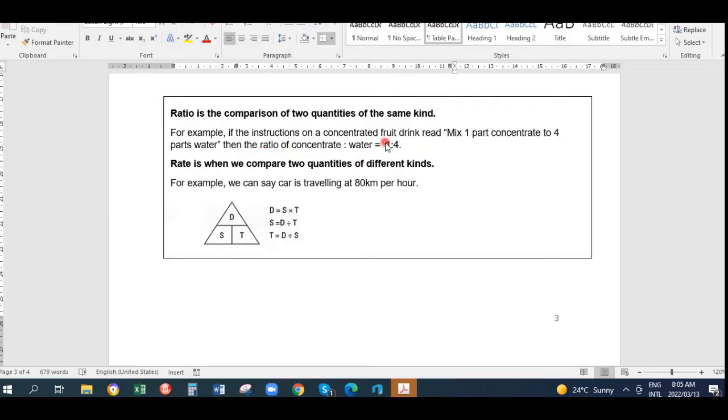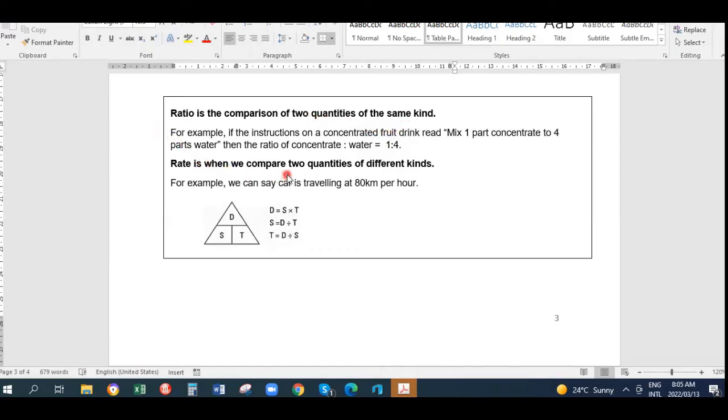It could also be 1 cup concentrate and 4 cups water. So we're comparing cups to cups. Or 1 liter concentrate and 4 liters water, when you're mixing bulk concentrated fruit drink. So the quantities are of the same kind. That is your ratio.